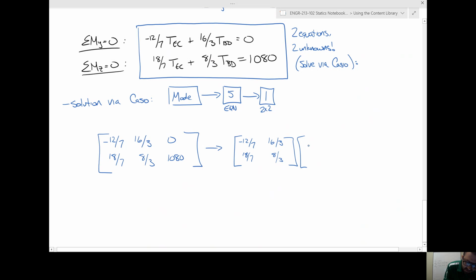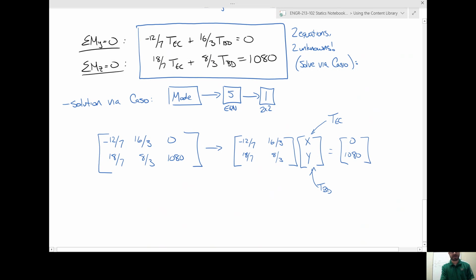It interprets your variables as x and y. So if you remember from matrix multiplication, the x term is going to be the first variable that shows up in these equations up here. So the TEC, and this is TBD, equals 0, 1080.